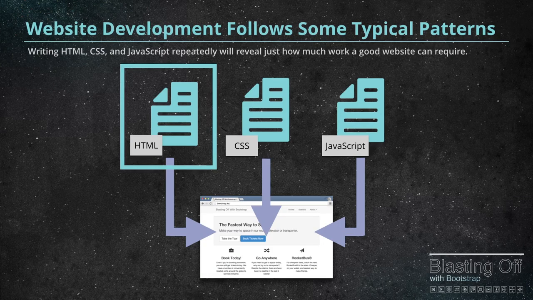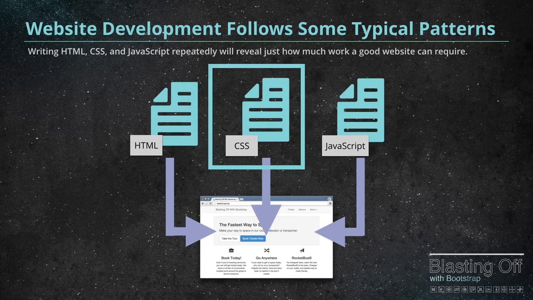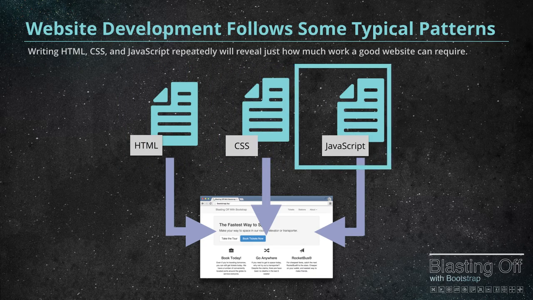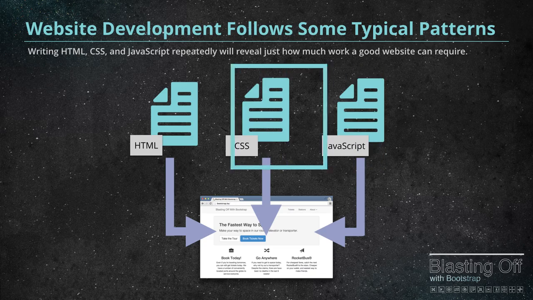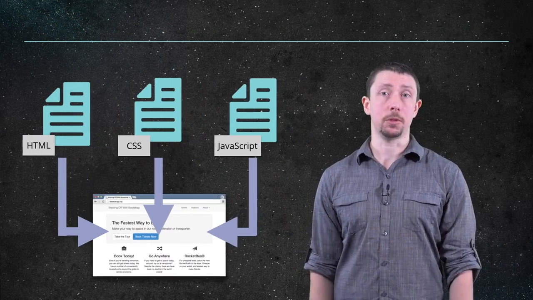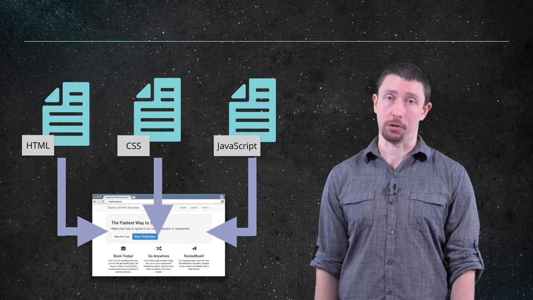So once we have the structure set in our HTML file, we can jump over and style it in our CSS file. As we add more structure to our HTML file, we might realize we need to add some behavior and jump over to our JavaScript file. We might then jump back to our HTML file and continue building our page. All this movement between files shows just how much work a good website can require.